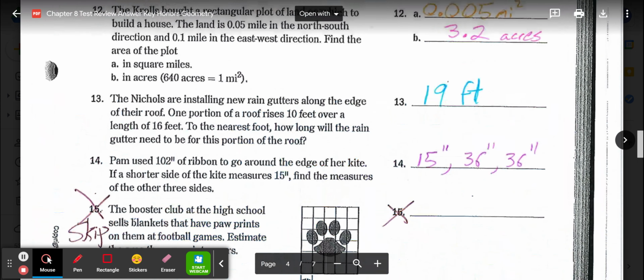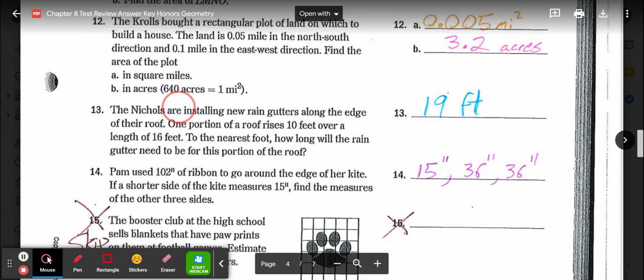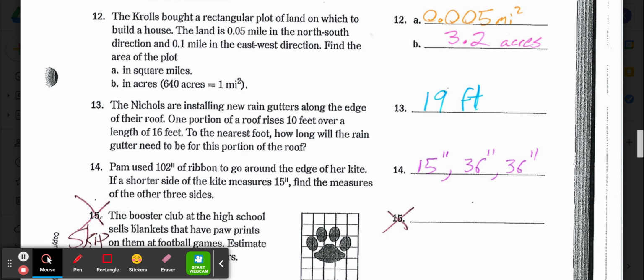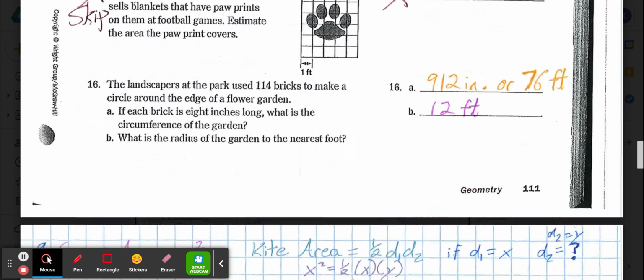Then going on to 13. 13 says the Nichols are installing new rain gutters along the edge of their roof. The rise of the roof is 10 feet, with the length being 16 feet. To the nearest foot, how long will the rain gutter be for this portion?